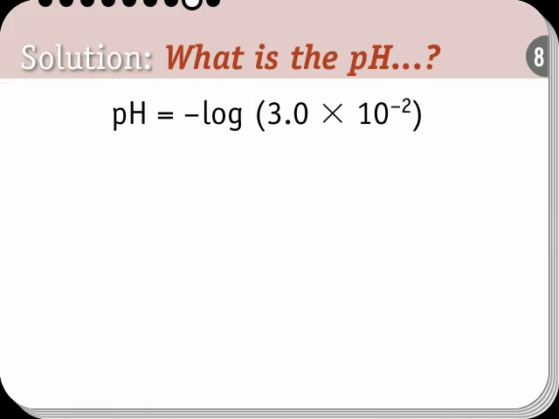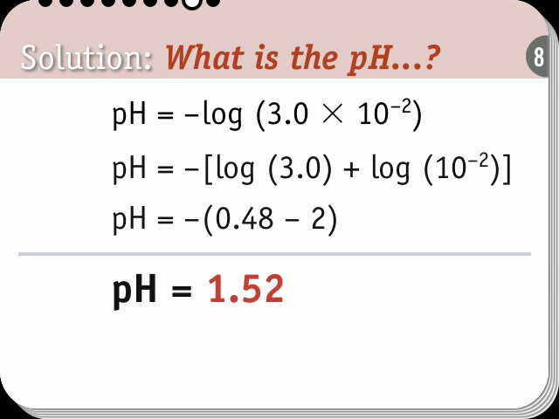In the previous slide, we asked to find the pH of a solution whose hydronium ion concentration was 3.0 times 10 to the minus 2 moles per liter. If we take the negative of the base 10 logarithm of this concentration, we find 1.52 as the pH. This corresponds to answer number 2 on our list of possible answers.